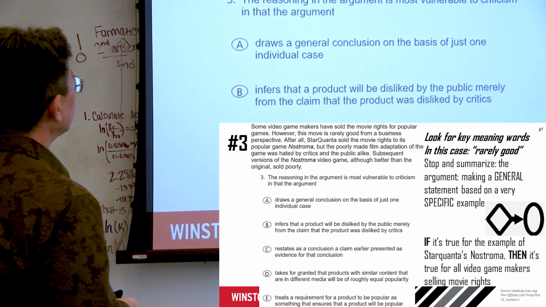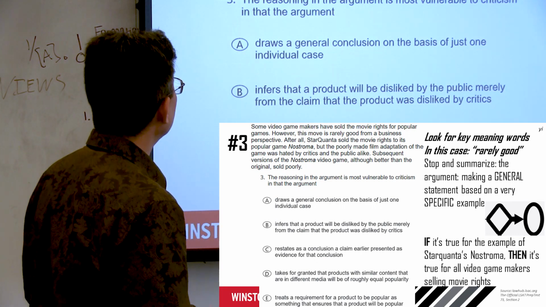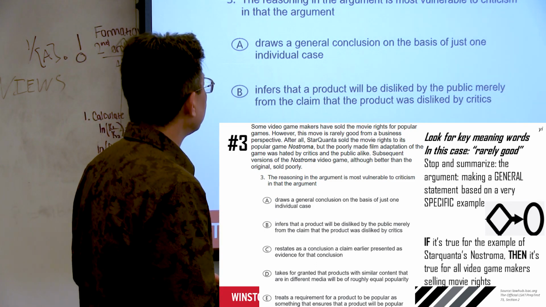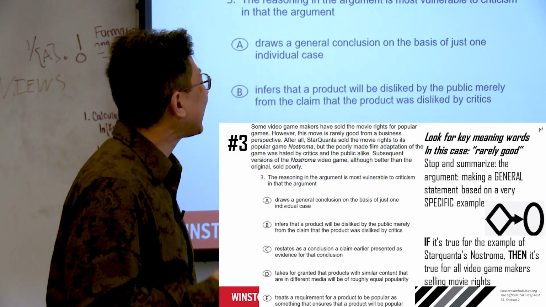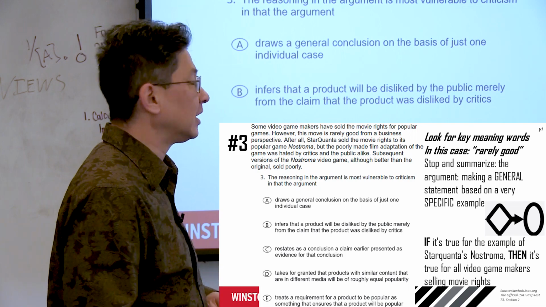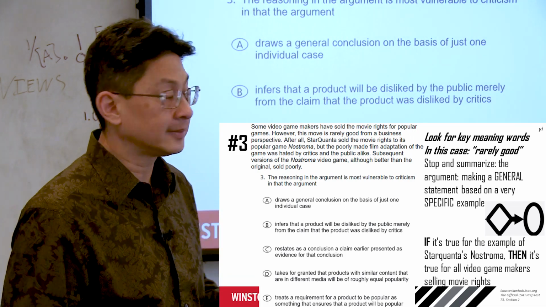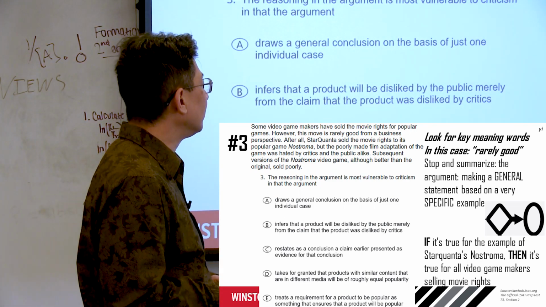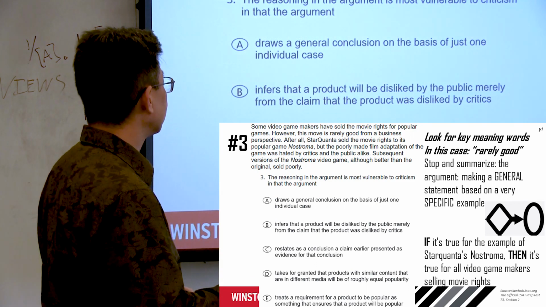Some video game makers have sold the movie rights for popular games. However, this move is rarely good from a business perspective. After all, Star Quanta sold the movie rights to its popular game Nostromo, but the poorly made film adaptation of the game was hated by critics and the public alike. Subsequent versions of the Nostromo video game, although better than the original, sold poorly. The question is, the reasoning in the argument is most vulnerable to criticism in that the argument does what?